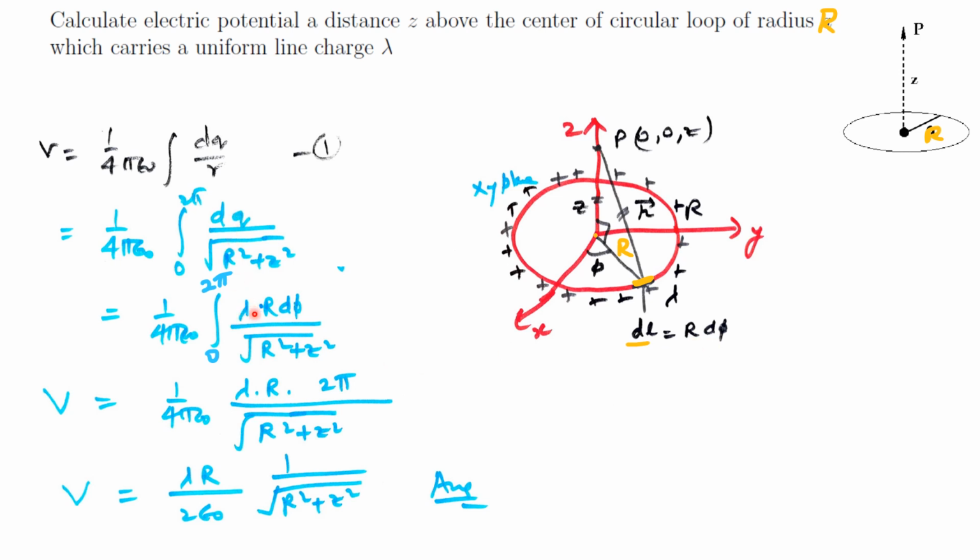So dq can be written as lambda times dl, which is lambda R d phi, divided by the square root of R square plus z square, and now we integrate it. Lambda R can be taken out, so the only integral is d phi from 0 to 2 pi, which gives 2 pi. So we get 1 upon 4 pi epsilon naught, lambda R by the square root of R square plus z square, times 2 pi. The 2 pi cancels out, giving lambda R by 2 epsilon naught times 1 upon the square root of R square plus z square. This is the potential at point P due to this circular loop which has a uniform line charge density lambda.